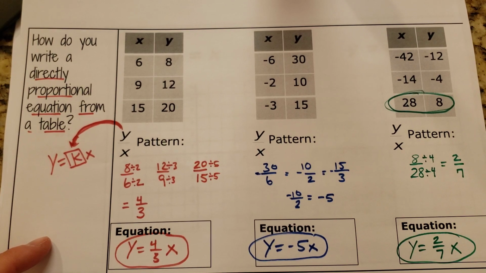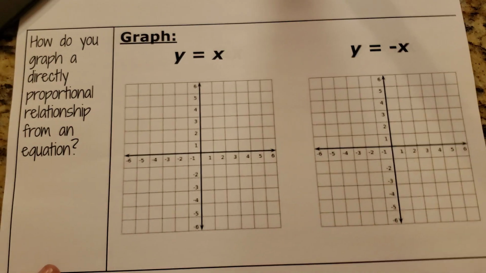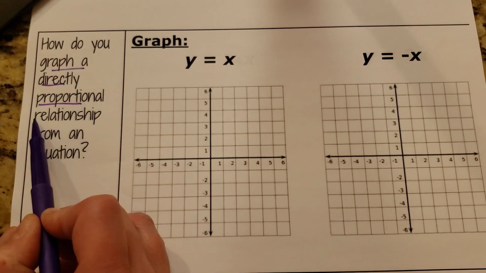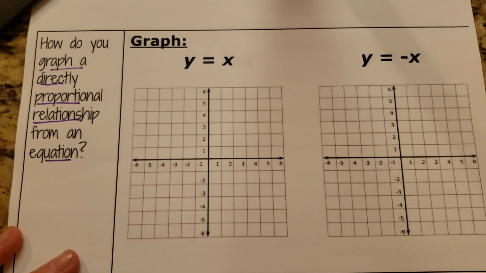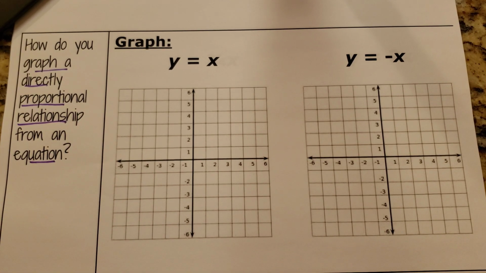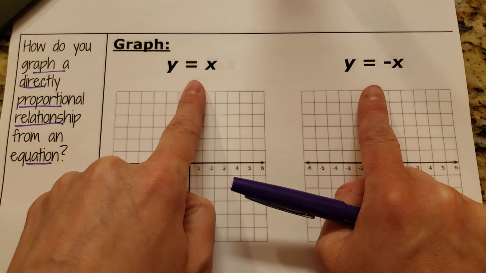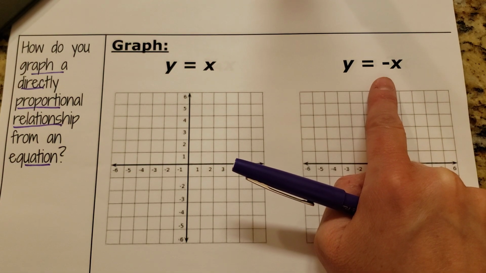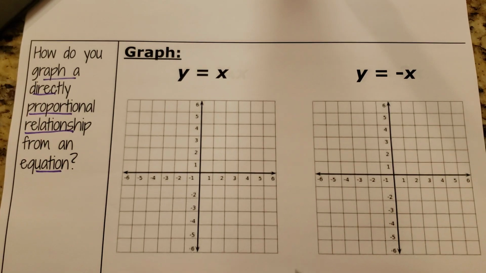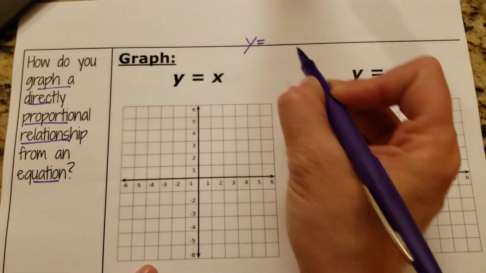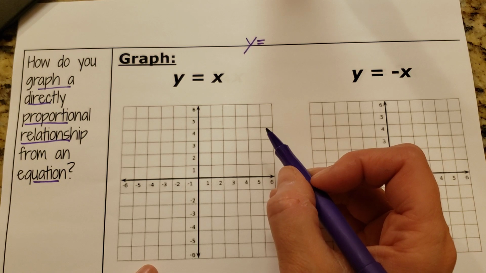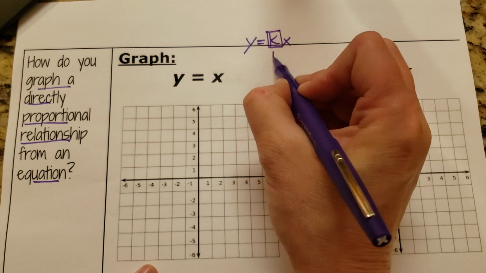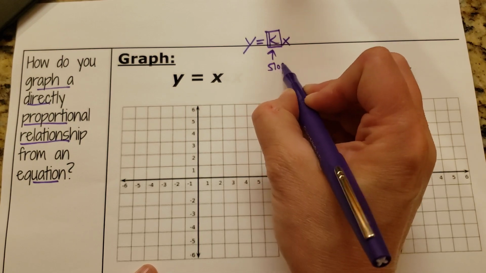Let's move on to our last goal for this lesson. Our last goal here is how do you graph a directly proportional relationship if you're given an equation? So in these two examples, the two equations I'm giving you are very similar. The only difference is that this one happens to be negative. So let's take a look at what we know. Do you remember that our directly proportional relationship equation is y equals k times x? And k, we know, is the slope.